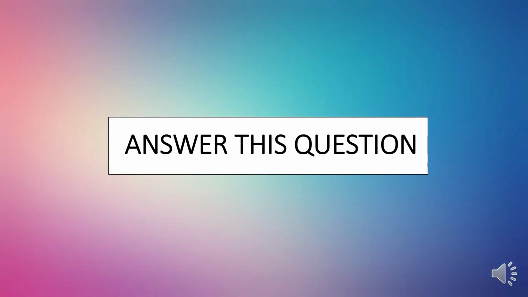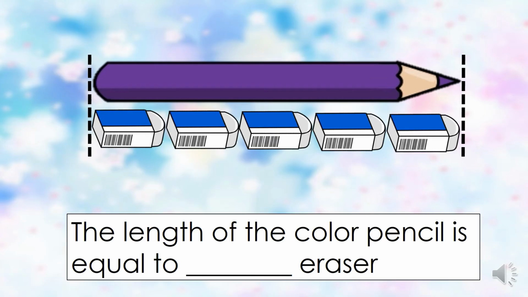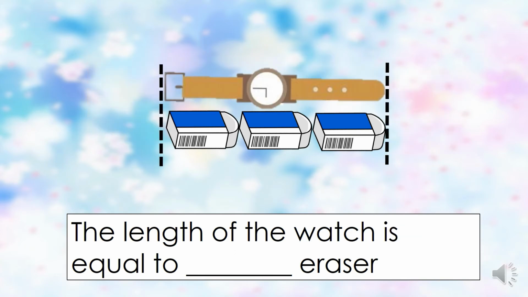Now you can answer this question. Our first question is, the length of the color pencil is equal to how many erasers? Yes, the length of the color pencil is equal to 5 erasers. Next, the length of the watch is equal to how many erasers? Excellent. The length of the watch is equal to 3 erasers.